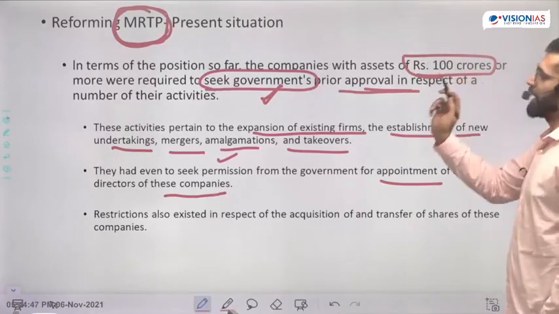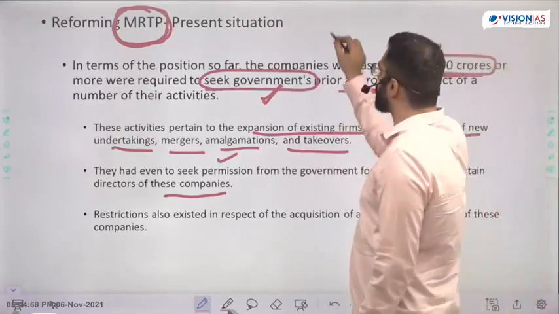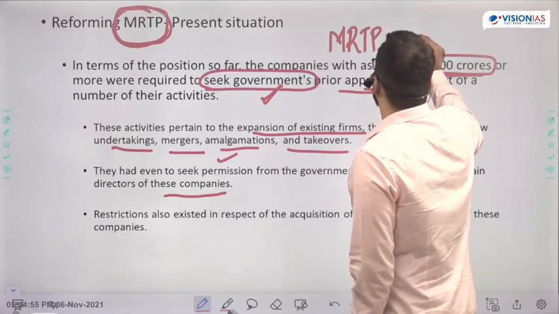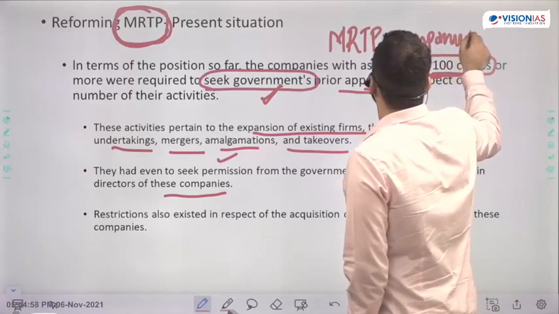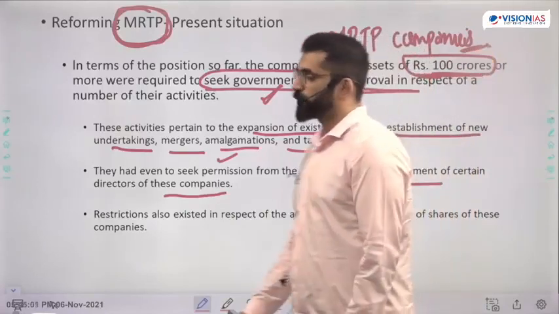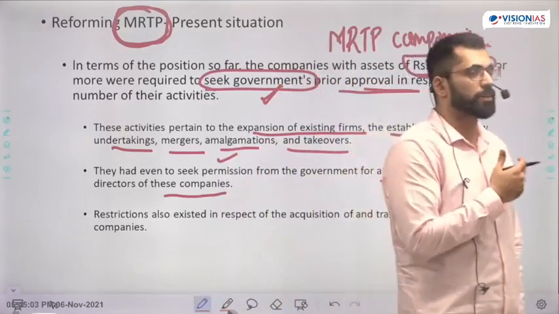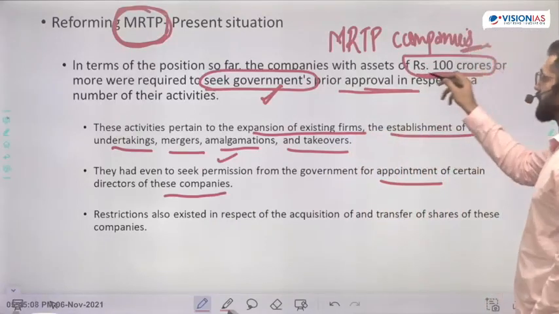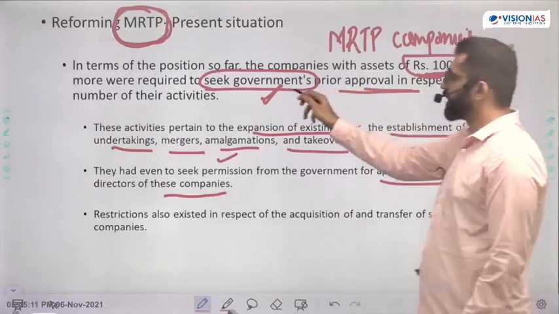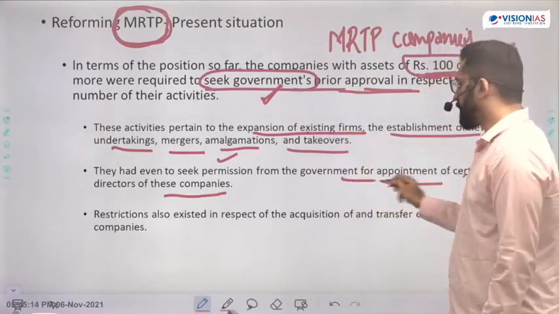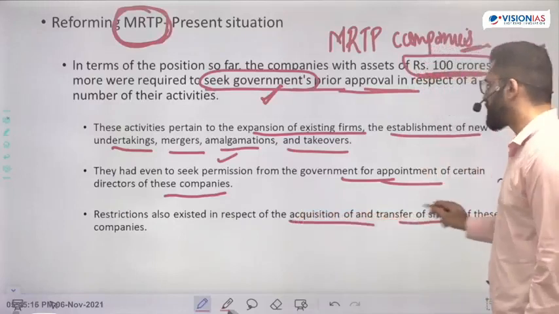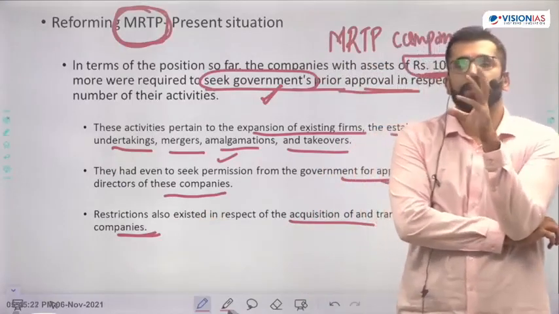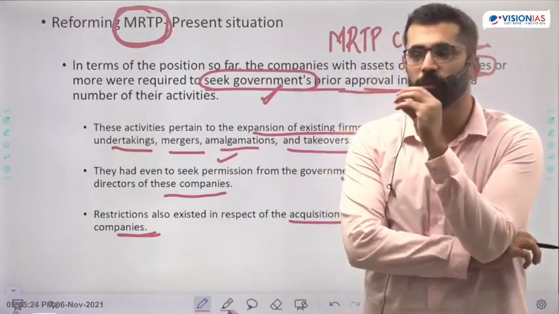So MRTP में क्या था? MRTP 100 crores was the limit. These were called as MRTP companies. 1980 से पहले it was 20 crores only. The limit of MRTP companies was anyone with assets of 20 crores only. ये हमने थोड़ा relax किया और 100 crores किया after 1980s. But the regime was that all those companies having assets more than 100 will have to take government permission for expansion, for appointment, also in acquisition and transfer of shares of the companies. So all in all, MRTP companies have to take government permission for almost all activities.